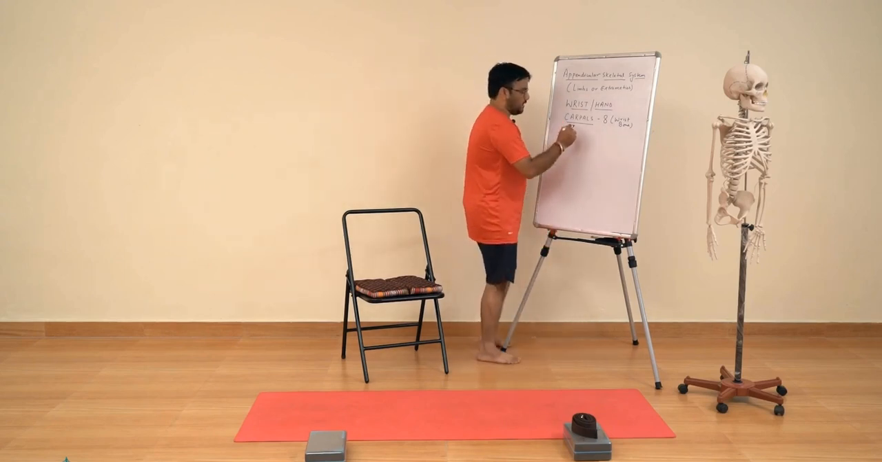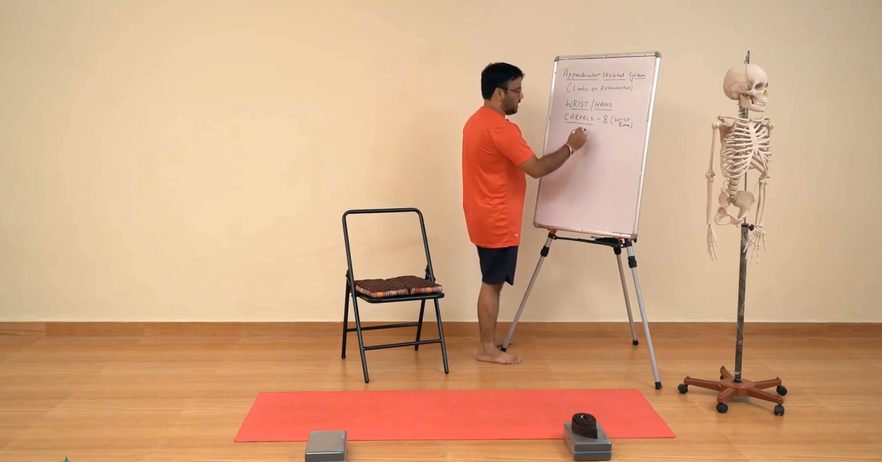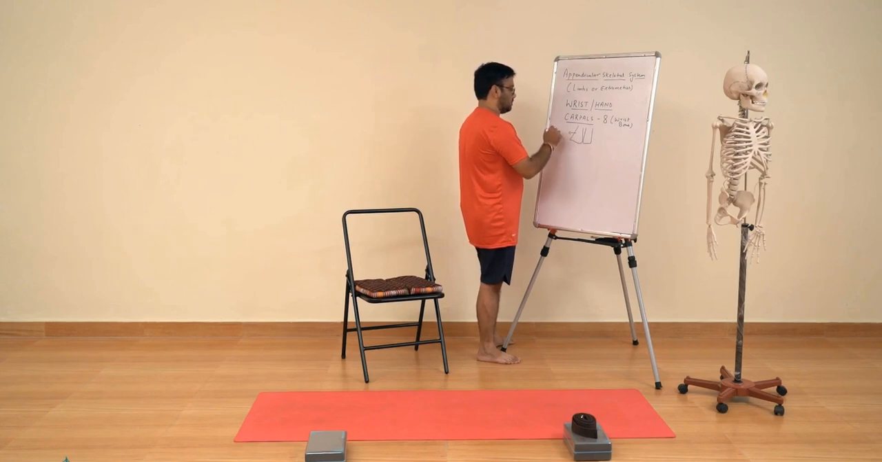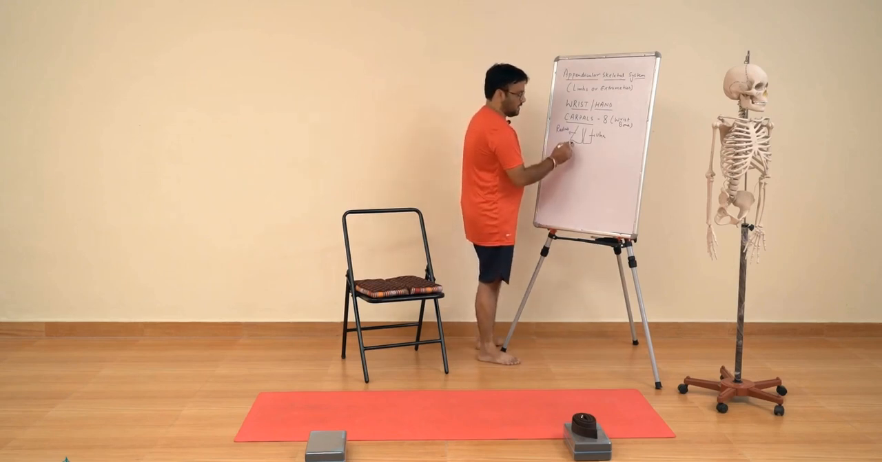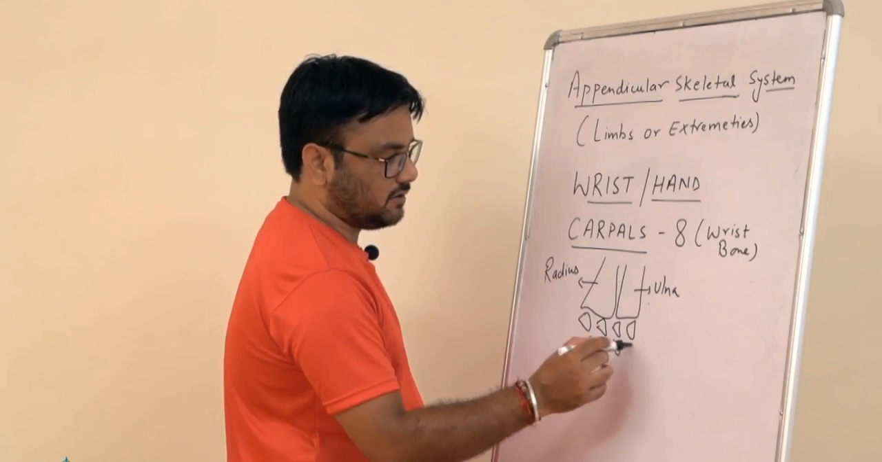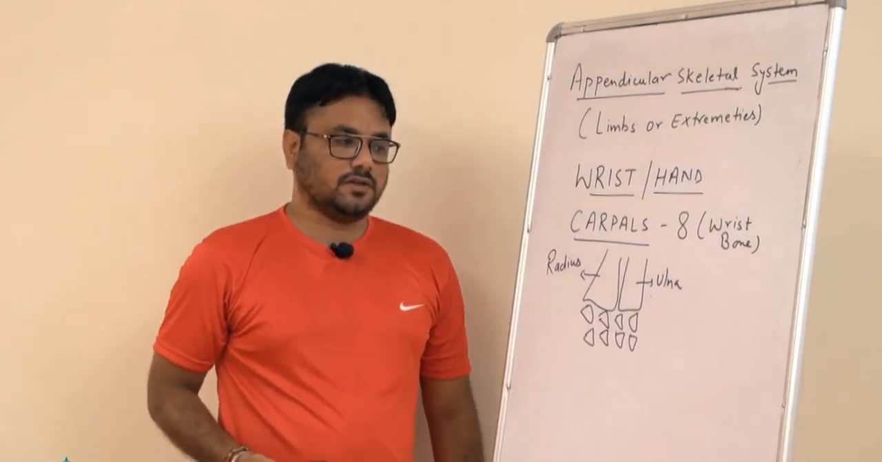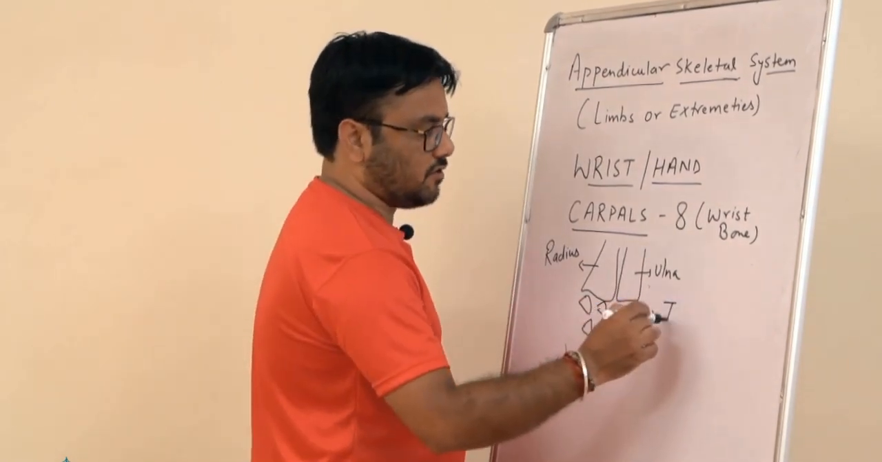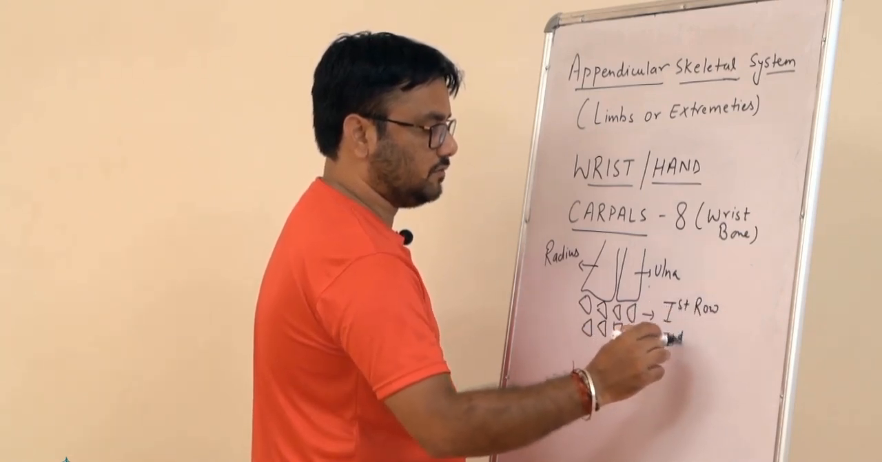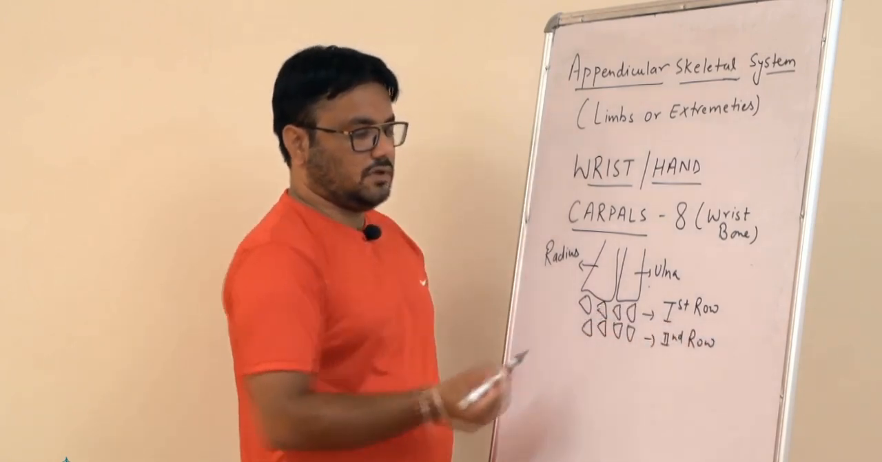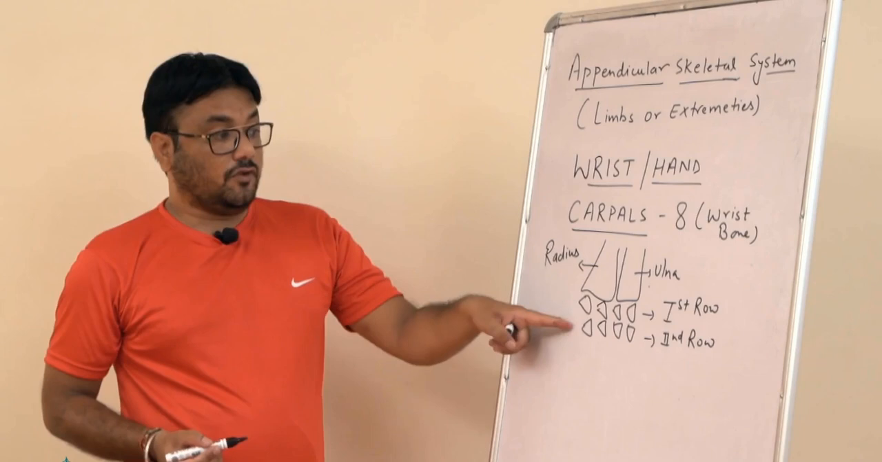So if we look at the lower part of the radius and ulna, this is the lower end of the radius and ulna. We can see these small pieces of bones that are connected together. So these are 8 in number. This is the first row and the second row. So 4 bones are situated in the first row and 4 in the second row.